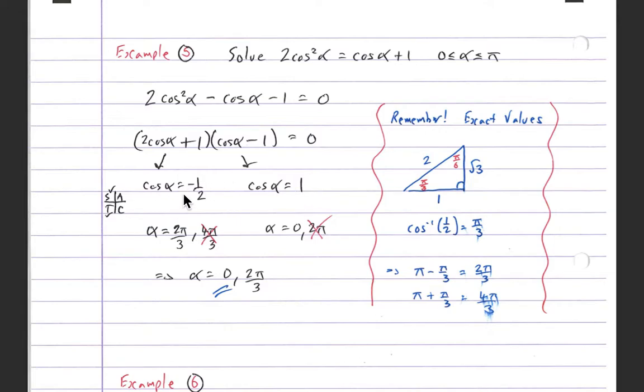We'll turn our attention to the more difficult one. First of all, cos of alpha equals minus a half. We're looking for answers in the second and third quadrant. The inverse cosine of a half is an exact value, so this could quite easily be a non-calculator question.